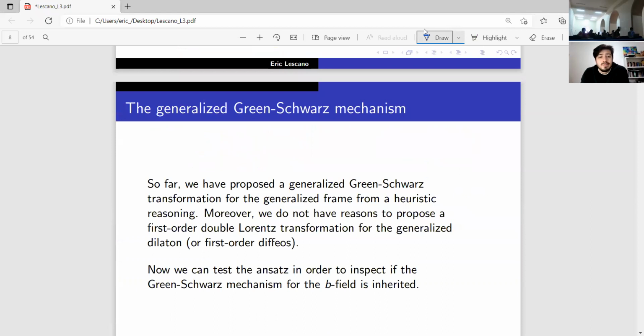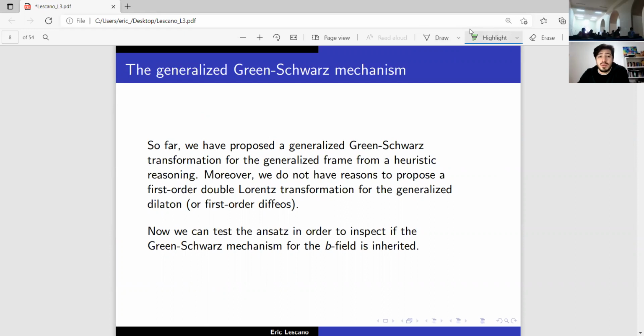So we have proposed a generalized Green-Schwarz transformation for the generalized frame from heuristic reasoning. And we do not have reason to propose a first order double transformation for the generalized dilaton or even first order diffeomorphisms. We are not deforming our generalized diffeomorphism transformations. We are only deforming the Lorentz transformations to first order. So we can test this modification. And Emmanuel, you can ask your question if you want.